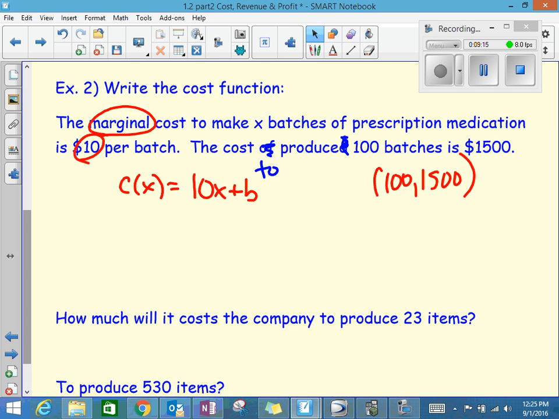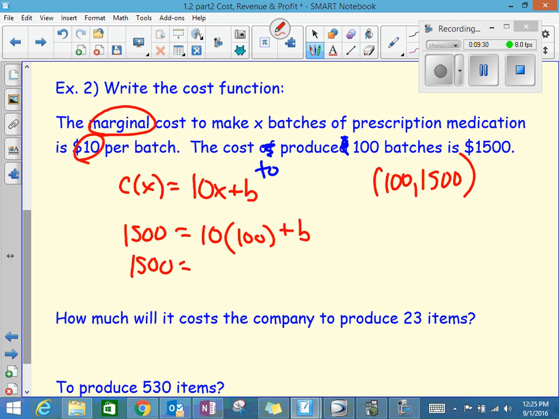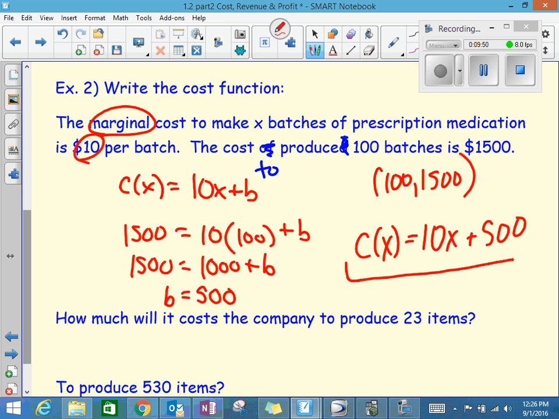Do that. Again, we know our 10 is M, so we can plug in y equals mx plus b. So we get 1,500 equals 1,000 plus b. Subtract 1,000, and we get b equals 500. So our cost equation, C of x equals 10x plus 500. Okay, make sense?